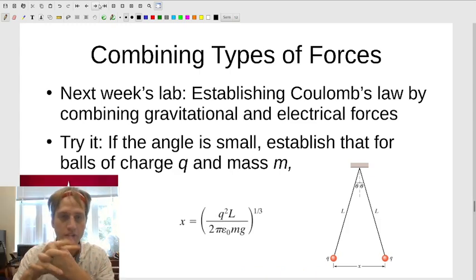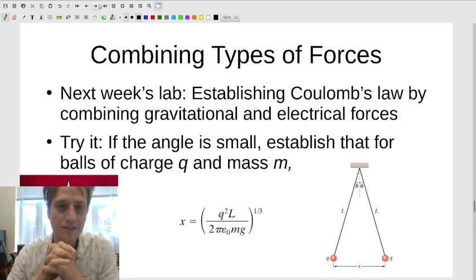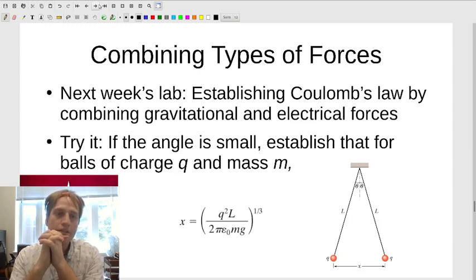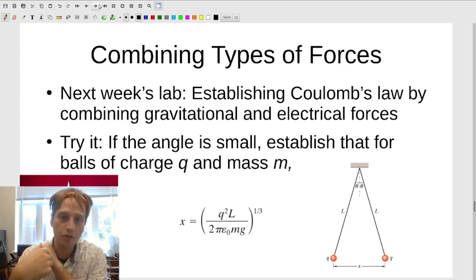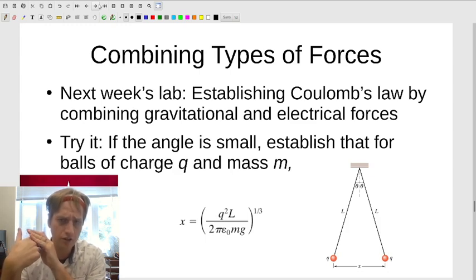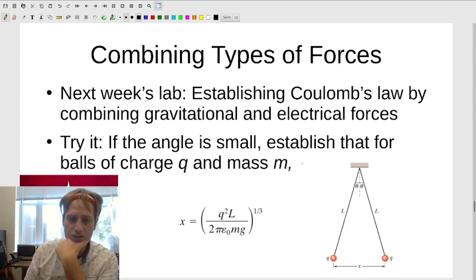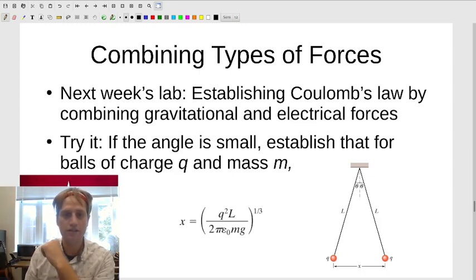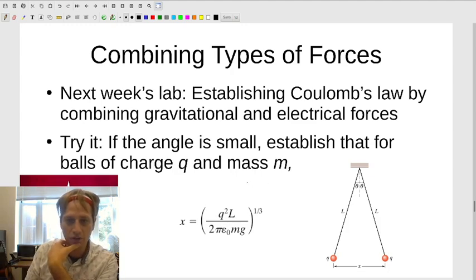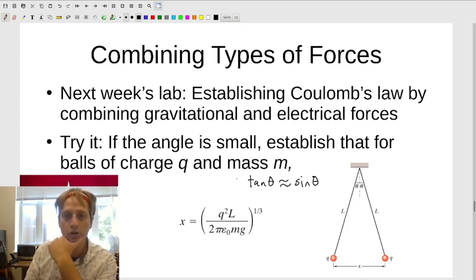Okay, so next week we're going to start to combine types of forces. The way that we're going to do this is to establish Coulomb's law by combining gravitational and electrical forces. And this is an interesting problem from your book. I encourage you to try it if you have a few extra minutes. It says, if you have a small angle, and what they mean is if tangent of theta is approximately equal to sine of theta, show that you can make a relationship between x and all that stuff.